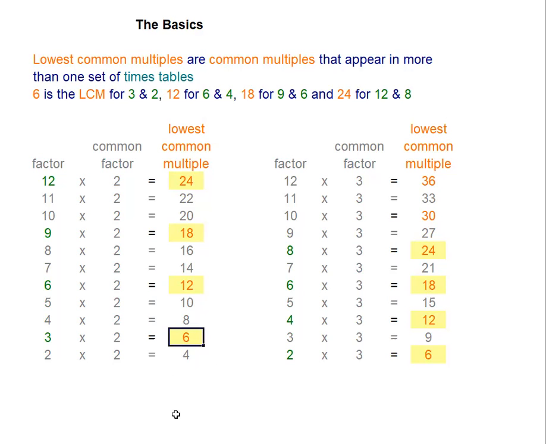If you look at the number 6, it is the lowest common multiple for factors 3 and 2. If you look at multiple 12, it is the lowest common multiple for factors 6 and 4. 18 is the lowest common multiple for factors 9 and 6, and 24 is the lowest common multiple for factors 12 and 8.